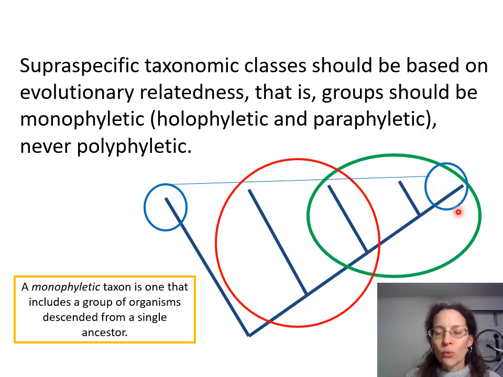This would not make a good group for a class or a family because you're missing all of these individuals in between that are most likely related to those on the end. Does that make sense? So polyphyletic is not a good way of grouping things, but anything that's monophyletic is.